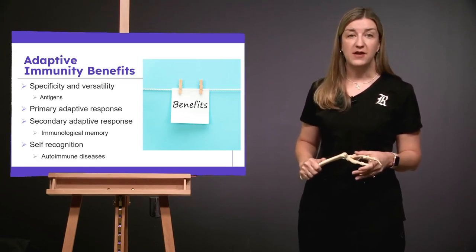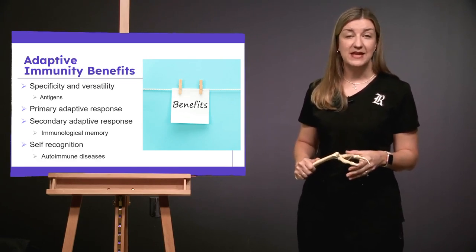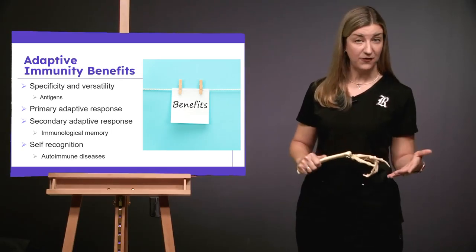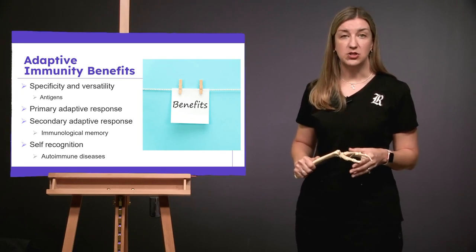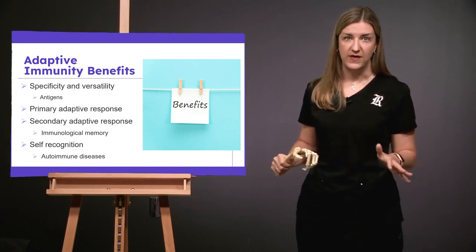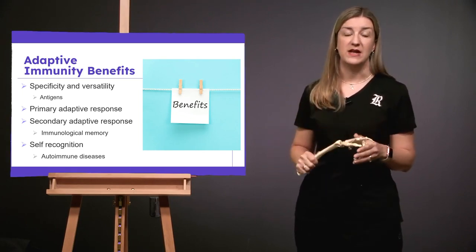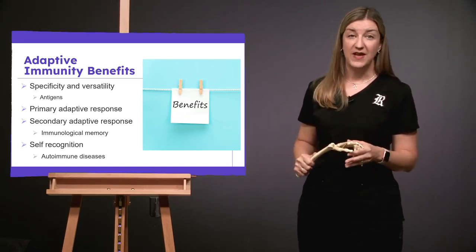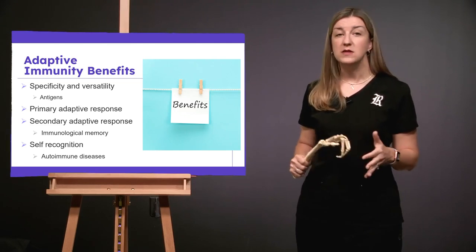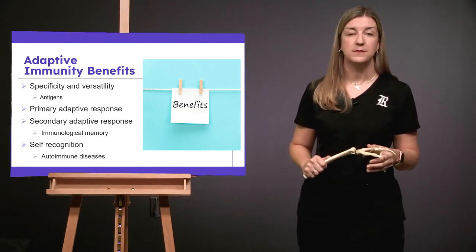Finally, an important benefit of the adaptive immune response is the ability to distinguish between self-antigens and foreign antigens. As B and T cells mature, they learn to ignore self-antigens and only mount a defense against foreign antigens. However, if this self-recognition fails, a class of diseases known as autoimmune diseases can result.